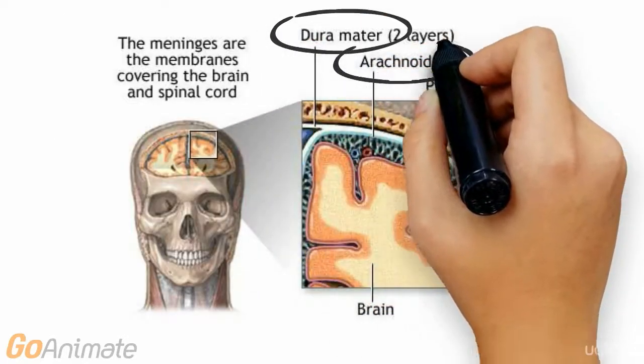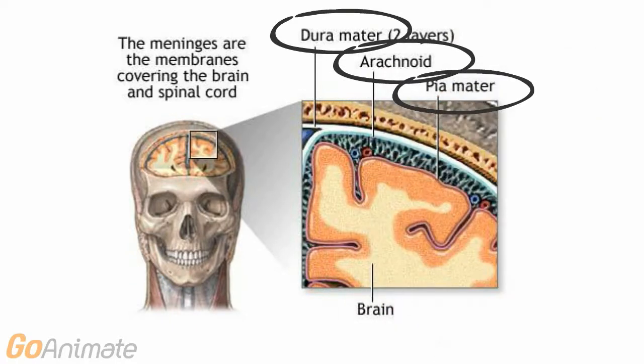The covering of the brain is called the meninges. There are 3 layers to the meninges. The outer tough fibrous layer is called the dura mater. On the inside of the dura mater is the arachnoid mater. The thin pia mater contacts the brain.